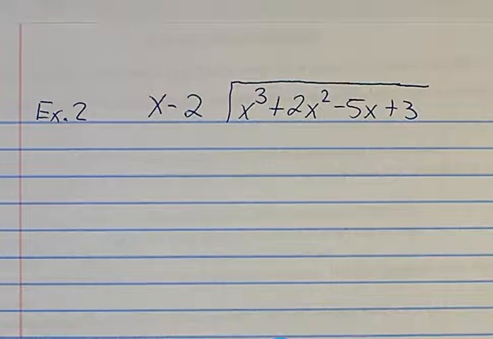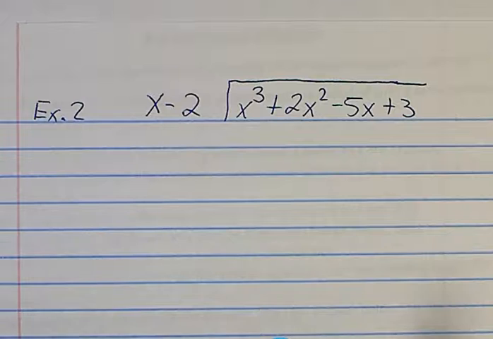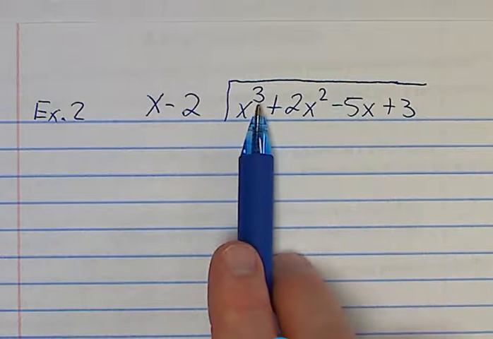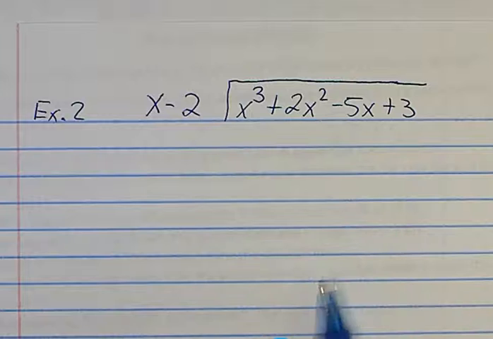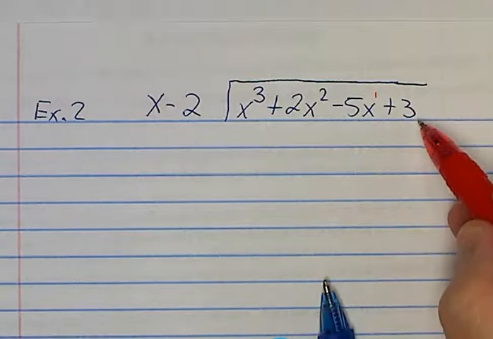Okay, for example 2, we've got x minus 2. We're going to divide that into x to the third plus 2x squared minus 5x plus 3. Alright, step 1, you're doing two things. You're checking to see if these terms are in descending order, and they are, because we've got x to the third, x to the second. Basically, you've got x to the first here. And then we've got a constant, which means that's x to the 0.